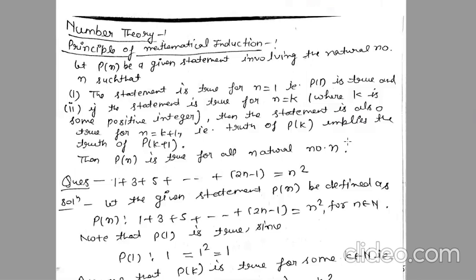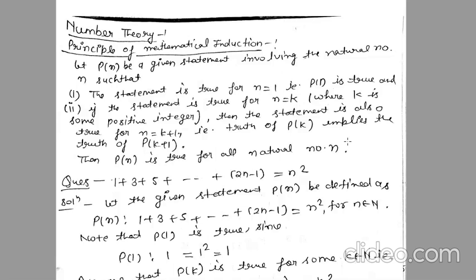So, principle of mathematical induction. Let P(n) be a given statement involving the natural number n. That means P is your statement and n is your natural number. The first statement is that the statement is true for n is equal to 1. It means P(1) is true. That means first we will prove it for n is equal to 1, that is, for the first natural number.